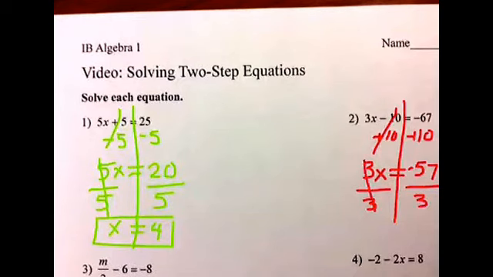So 3 divided by 3 is 1, so I have 1x equals negative 57 divided by 3. I'm going to type that into my calculator. And I get negative 19, because it's negative 57 divided by 3, so x equals negative 19, and that is my solution to this equation. Okay, moving on to number 3.